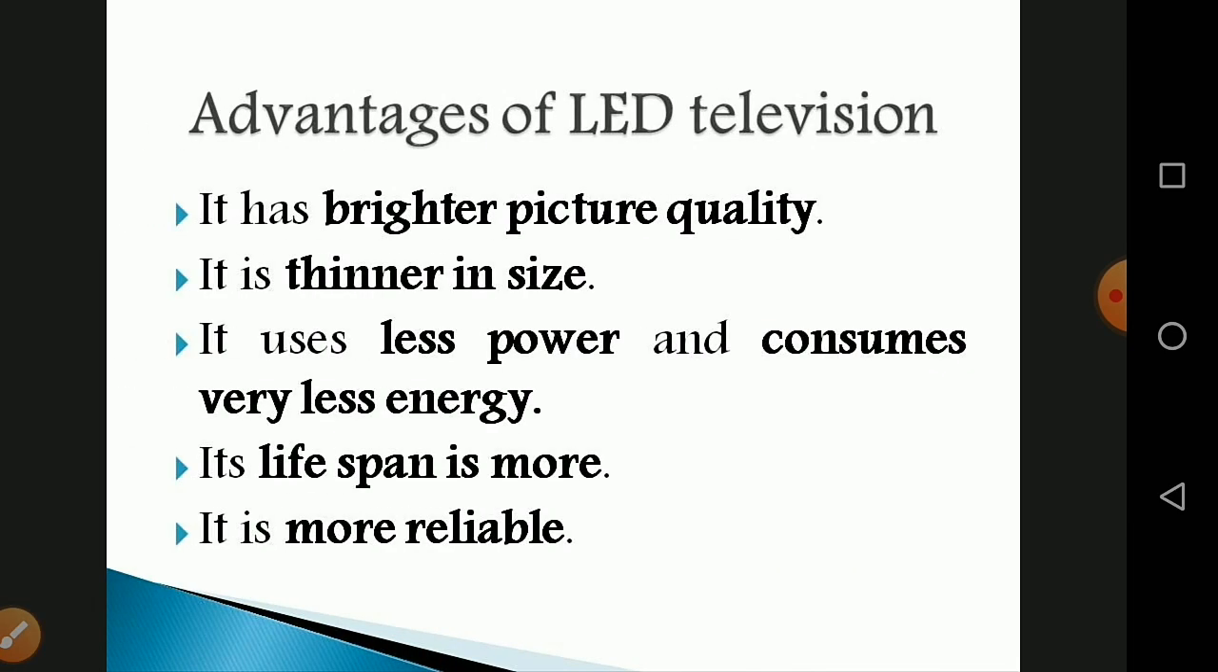And the advantages of LED television: it has a brighter picture quality compared to other TVs, and it is thinner in size. It uses less power and consumes very little energy, and the lifespan is longer. That means it has a longer working life, and it is more reliable.